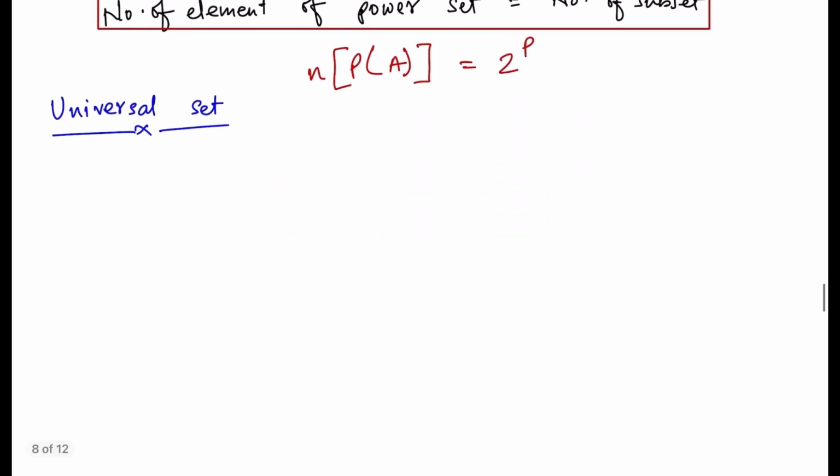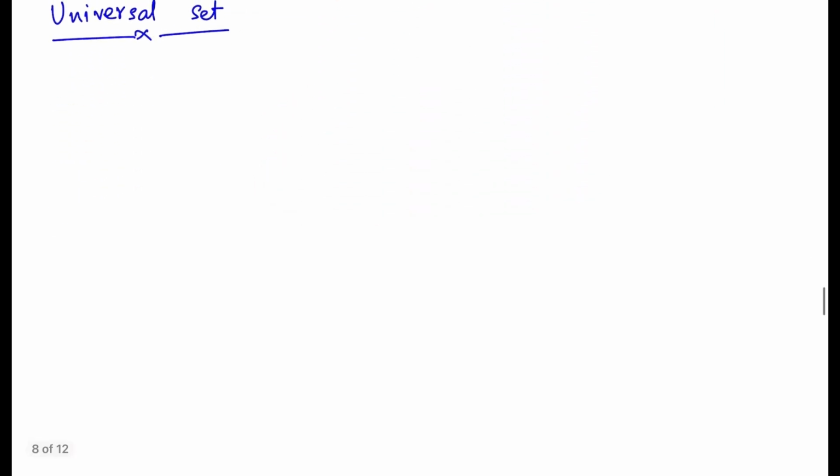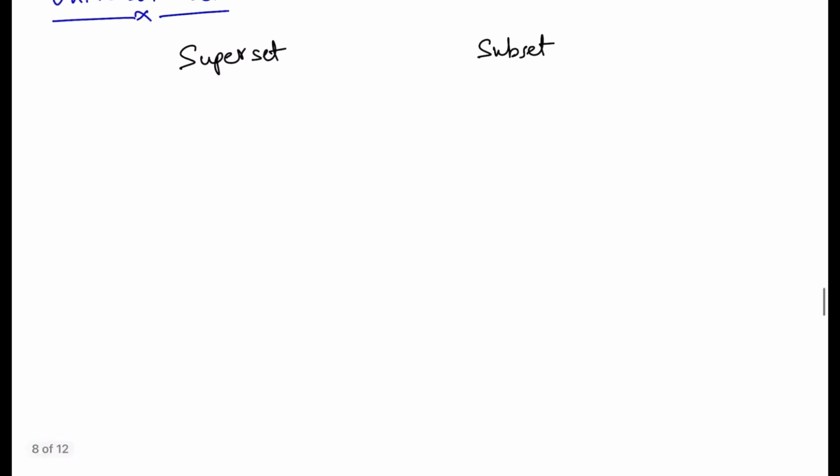Next we will discuss what a universal set is. To understand what a universal set is, we will first see what a superset is. We have already seen subsets. So let me give a preview of what a subset was, with an example. Let set A have two elements, 1 and 2.